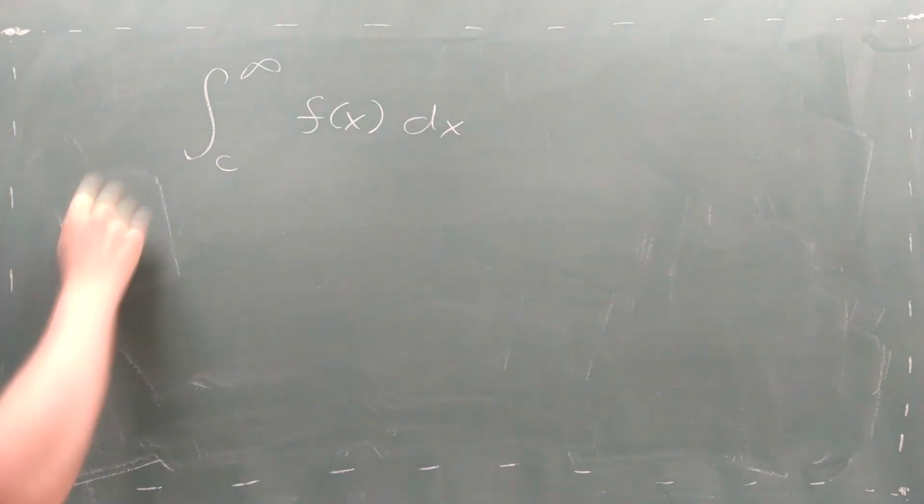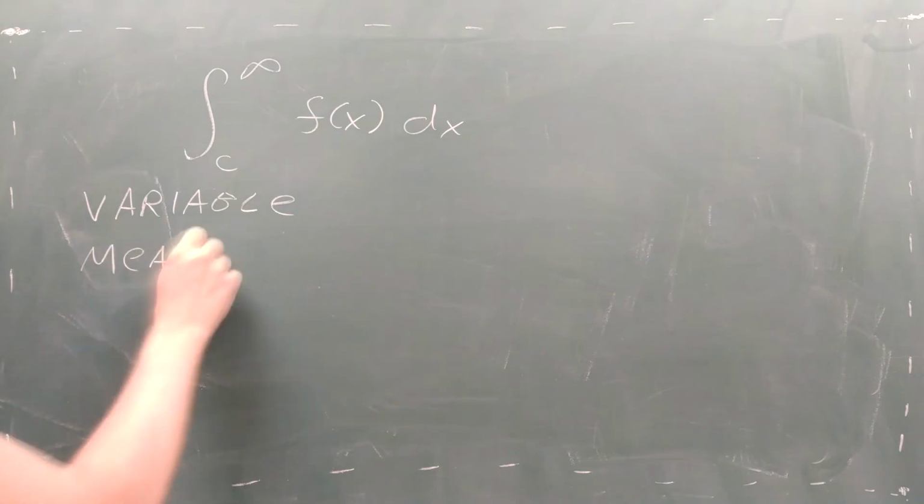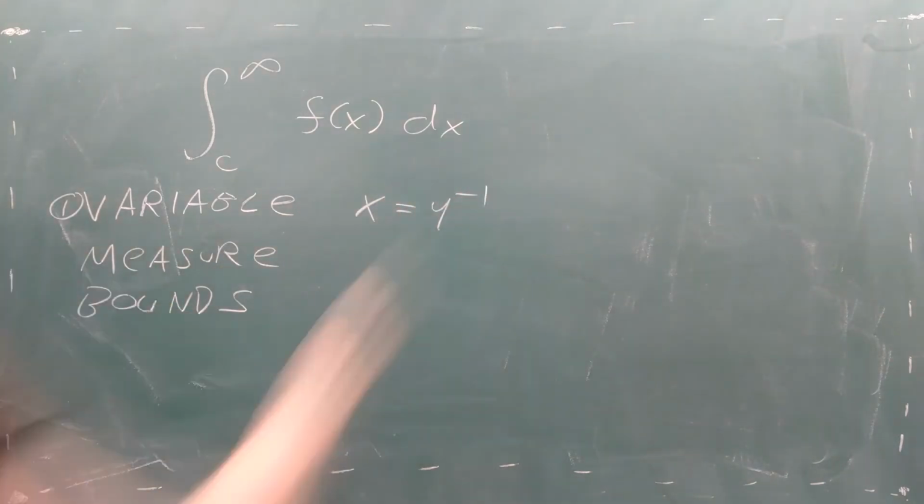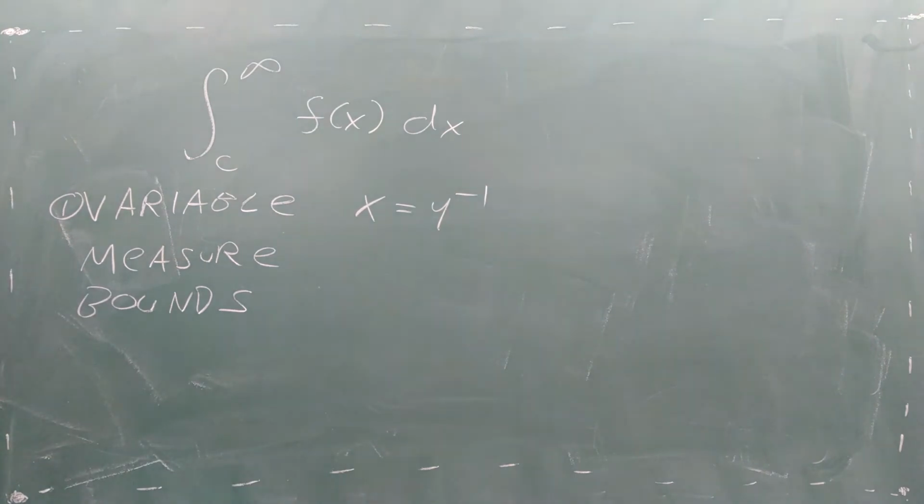You just need to change three things about the improper integral: the variable, the measure, and the bounds. First, you need to transform the independent variable into a new variable. Usually, the reciprocal of the original independent variable will work, but there are fancier options.